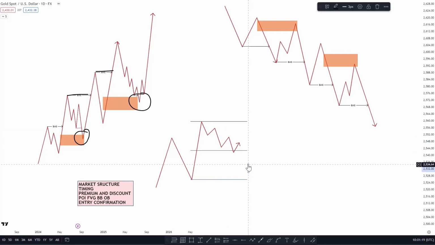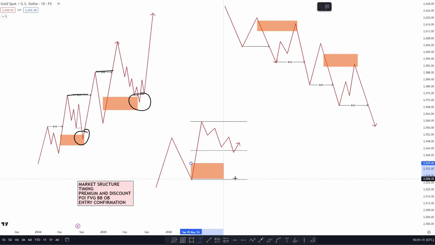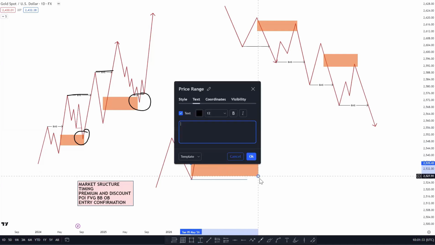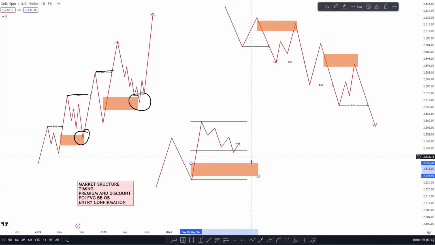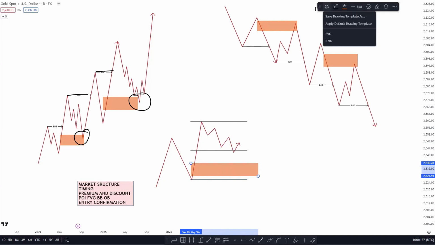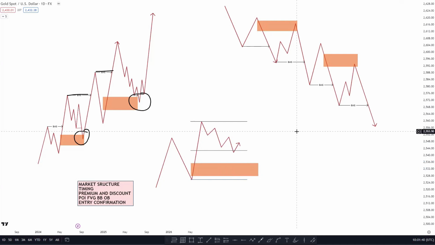We identify our point of interest. Our point of interest will be fair value gaps, breaker blocks, order blocks, mitigation blocks, any kind of confirmation that you use. So we need to identify those levels inside our discount channel. Since we have our fair value gap or our order block inside our discount channel, then we wait for what? Our entry confirmation.